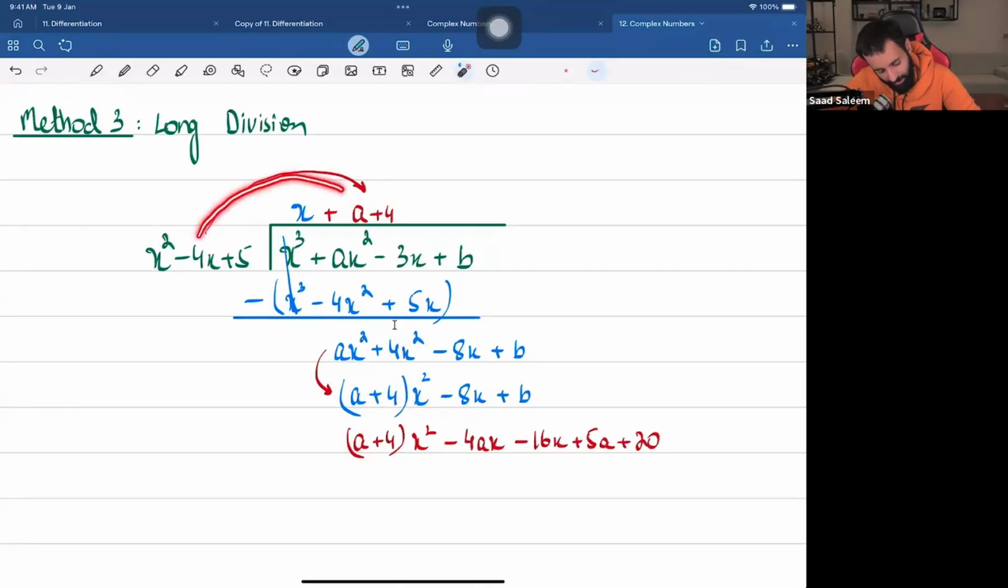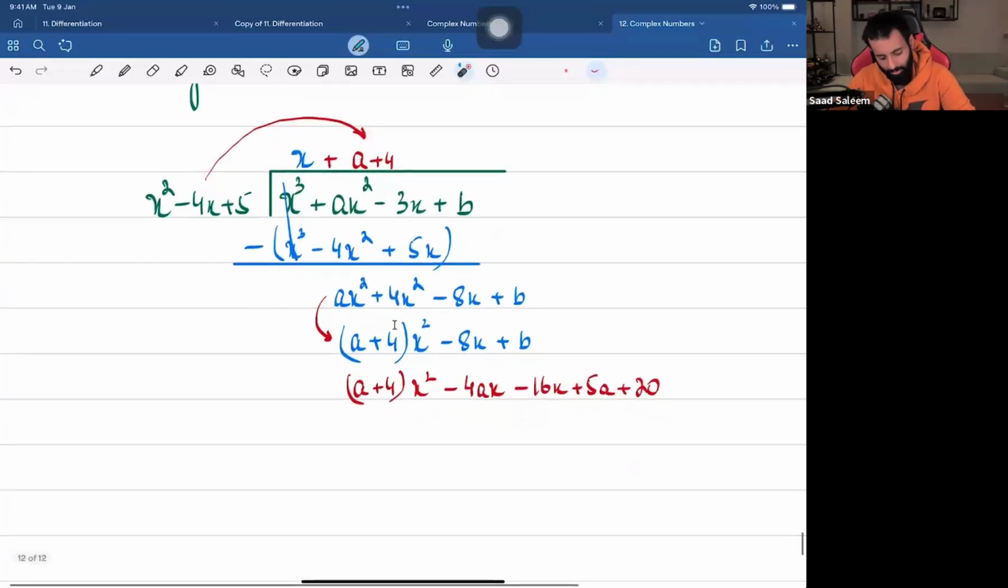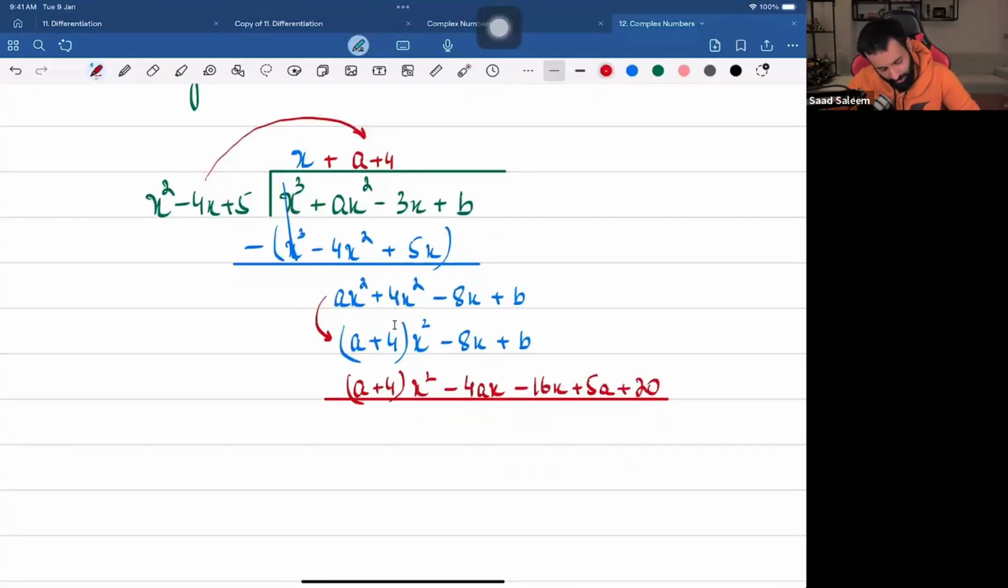Then minus 4x into a becomes minus 4ax. Then minus 4x into 4 becomes minus 16x. Then 5 into a becomes 5a. Then 5 into 4 becomes 20. Okay, so bear with me. We're almost there. Now what do we do? We subtract. Upon subtracting, x squared gets eliminated.